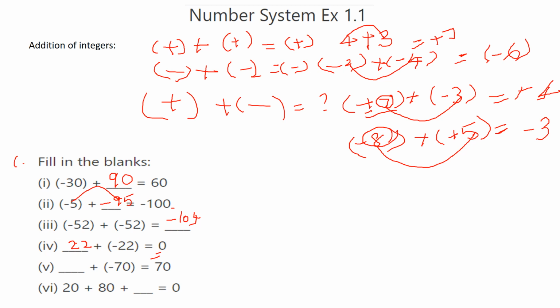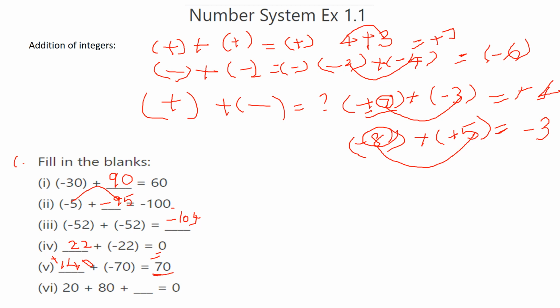Here minus 70 plus dash equals 70. Which number? One is minus, here we need a plus answer. So we put 140. One plus, one minus, subtract the numbers, we get 70. The greater number here is plus 140, therefore plus 70 is the answer. Plus 70 or simply 70, both are correct.